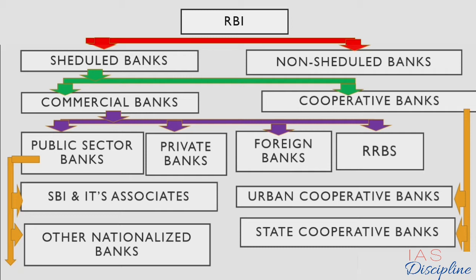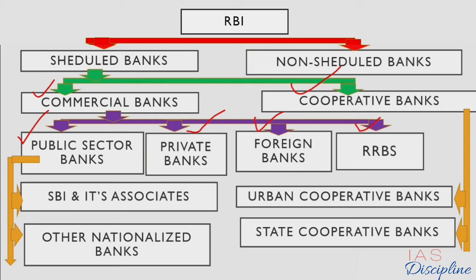Let's see the chart and then we will discuss. So under RBI there are two types of banks, scheduled banks and non-scheduled banks. Under scheduled banks, you can see commercial banks and cooperative banks. Under commercial banks, you can see public sector banks, private banks, foreign banks and RRBs, regional rural banks.